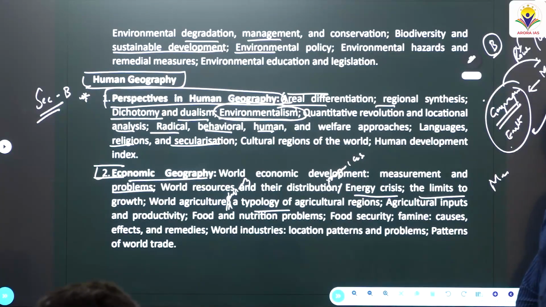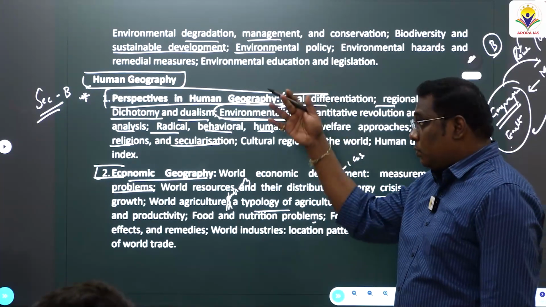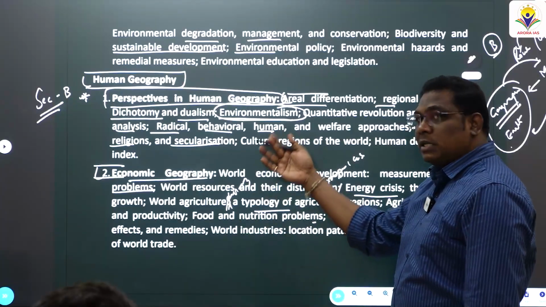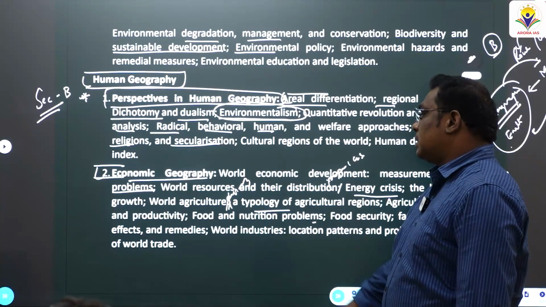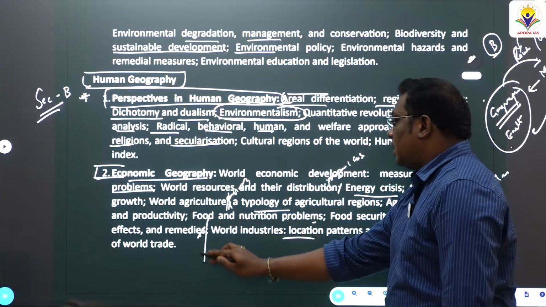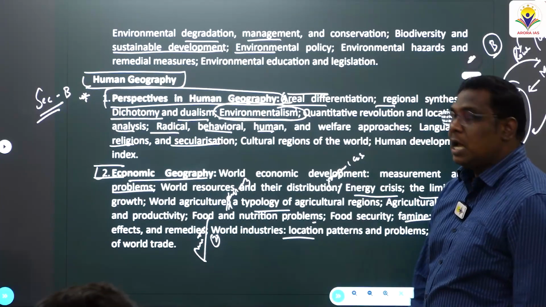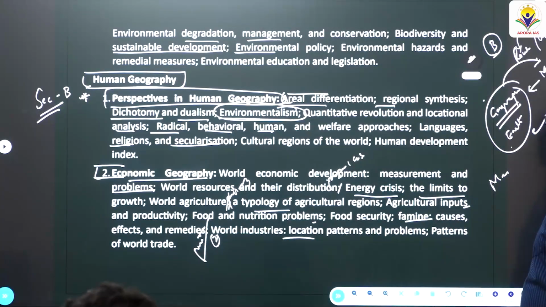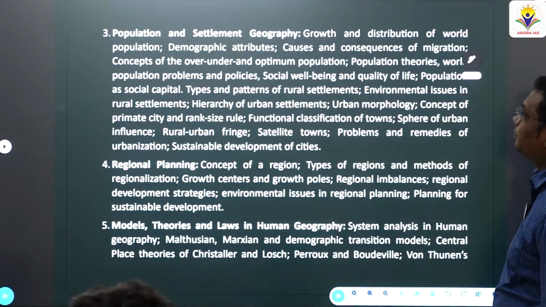A typology of agricultural regions, global agricultural regions, agricultural inputs and productivity, food and nutritional problems, global perspective. This is not with respect to India, this is with respect to the world. Food security, famines, causes, effects and remedies, world industries. Up to here it is the primary sector, from here it is the secondary sector: world industries, world manufacturing regions, location, patterns and problems, patterns of world trade.